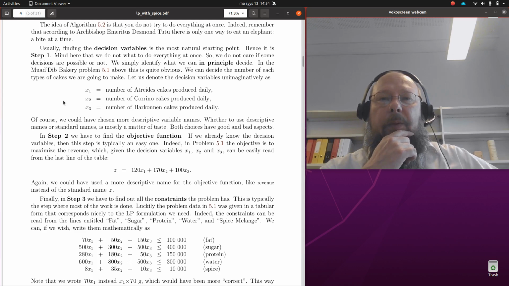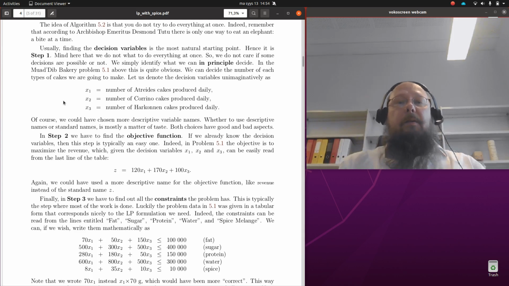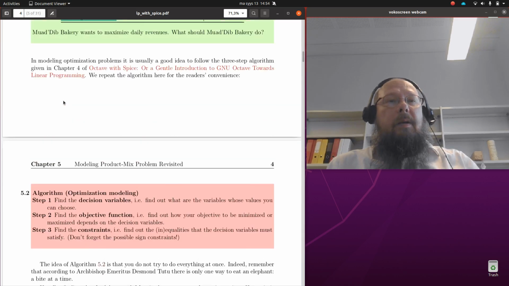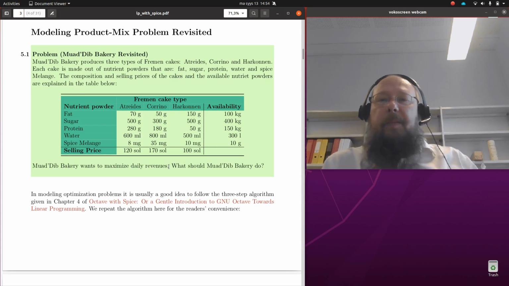and so we have to find the objective function. Since we have already identified the decision variables, this is relatively straightforward. So what is the objective? The objective is kind of given to us, so it's here. More Deep Bakery wants to maximize daily revenues. So yes, the objective is to maximize daily revenues.